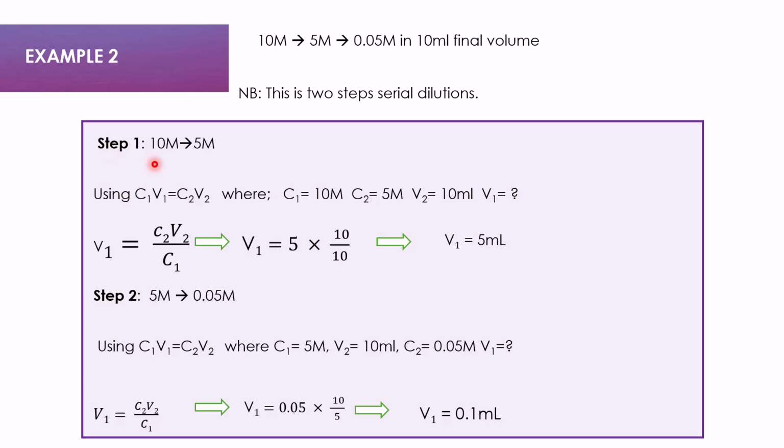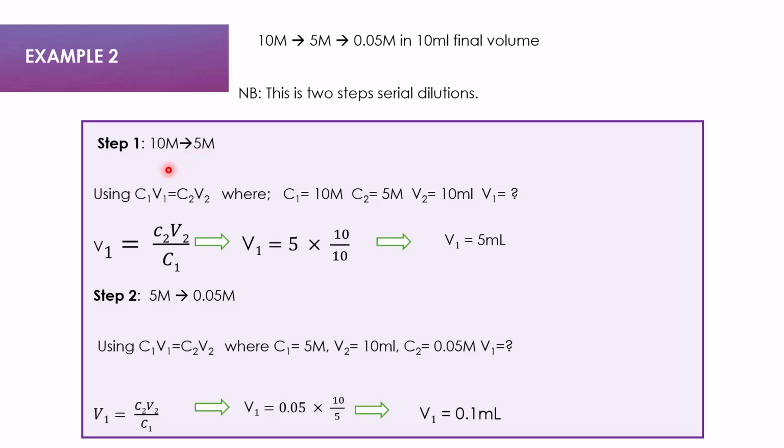The first step has to do with the dilution of the 10 molar to the 5 molar, and the second step has to do with the dilution of the 5 molar to the final concentration that is required, which is the 0.05 molar. So let's start with the first step.